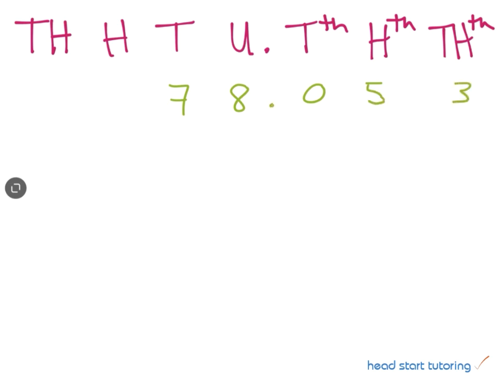Right, we are going to have a look at place value. 78.053. Let's have a look at the value of the 8 in this number. The value of the 8 in this number is 8 units, which is 8 over 1. The value of the 3 in this number is 3 thousandths, which is 3 over 1,000. Or in isolation, we would say 0.003.